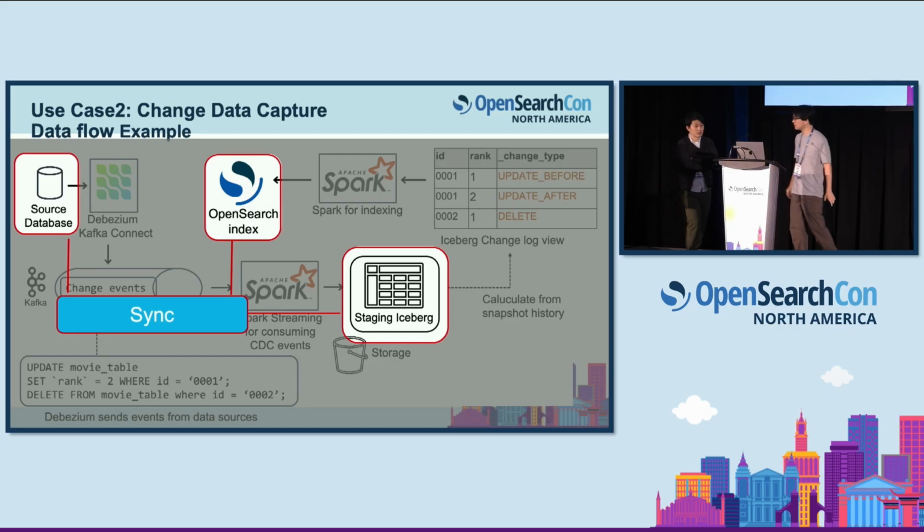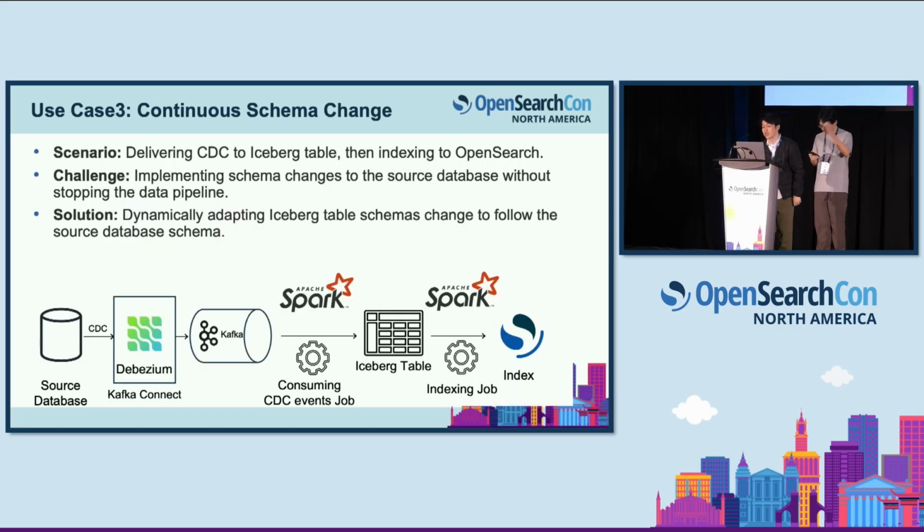Next use case. Okay, the third use case is dynamic schema changes from the source DB to OpenSearch through a staging layer using Iceberg. This scenario is where you're using CDC to sync data from a database to OpenSearch as well. In these cases, managing the schema in the pipeline can be challenging when the source schema changes. But Iceberg can dynamically modify the schema, which enables a flexible data pipeline in this demo.